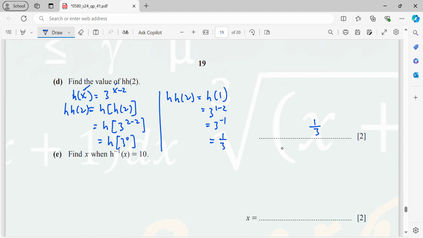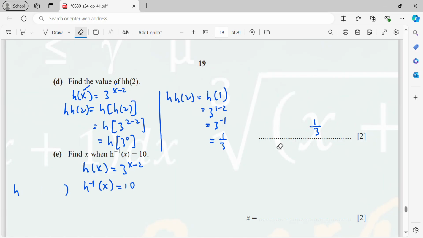Okay, E, find x when h inverse of x is 10. So h(x) is 3 to the power of x minus 2. h inverse of x equals 10. Now, for this question, you are not recommended to find the h inverse because your x is in the power. So what to do is, we know that from h to h inverse, right?